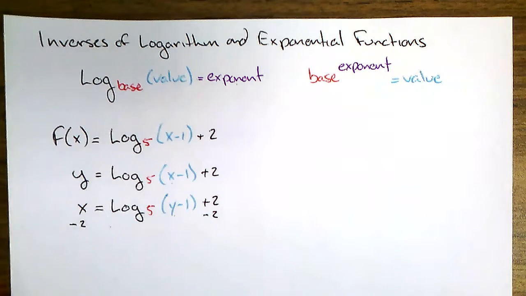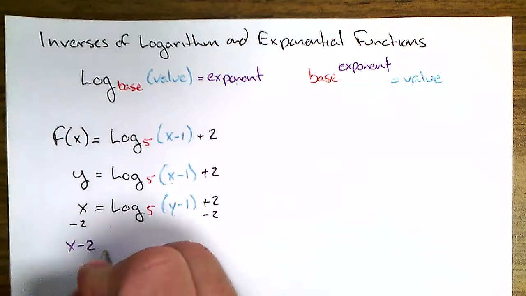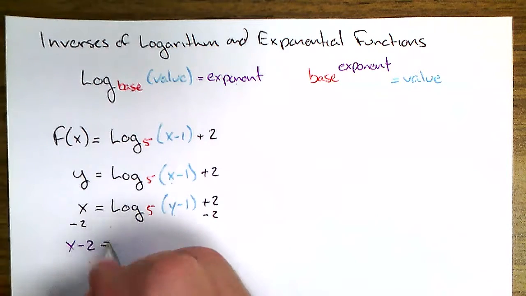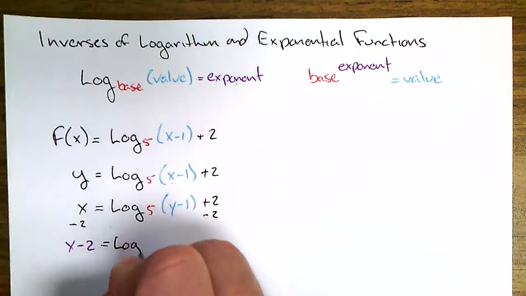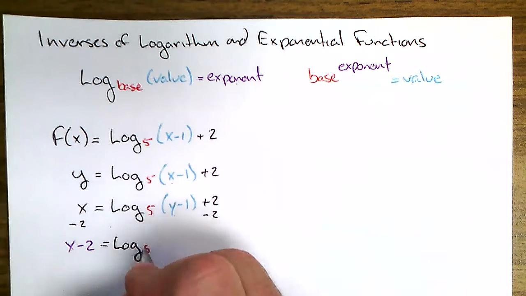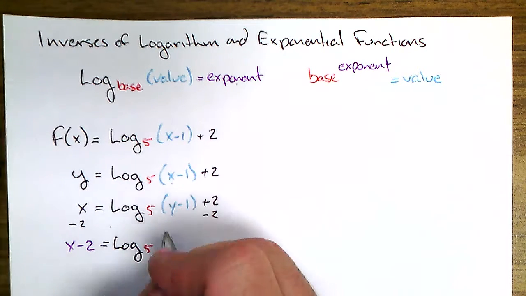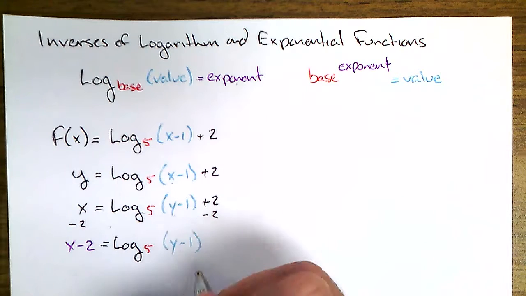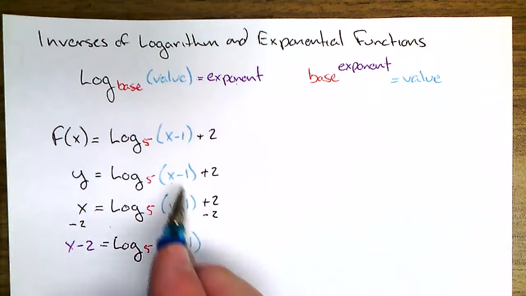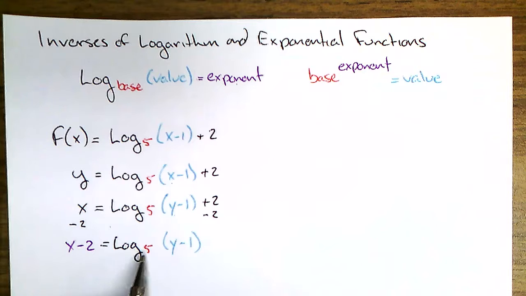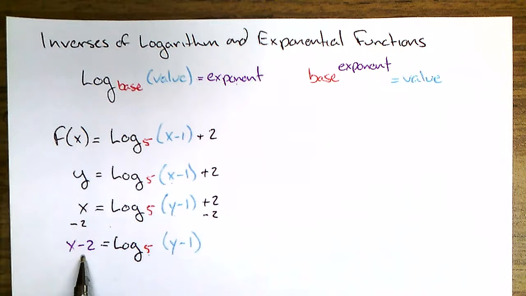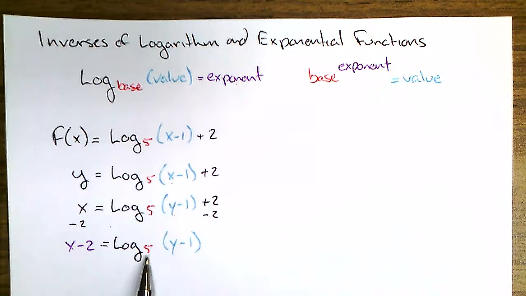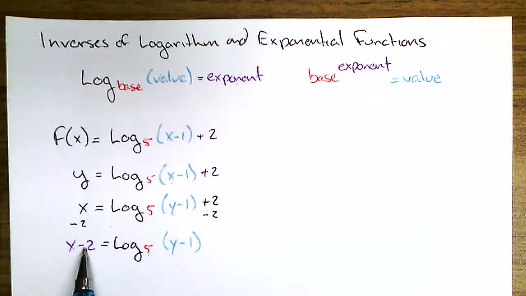And so I end up with x minus 2 is equal to log base 5 of (y minus 1). So now we're in a more traditional log function format. So this answers the question of what value, when 5 is raised to it, returns the value of y minus 1, and that's x minus 2.